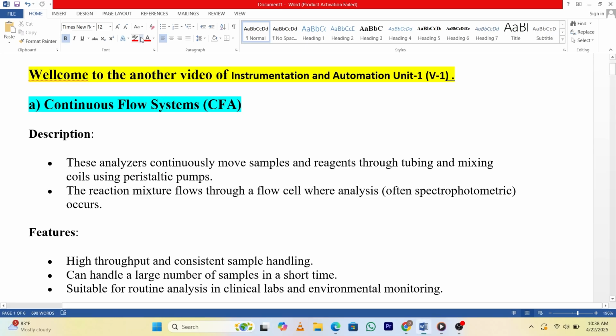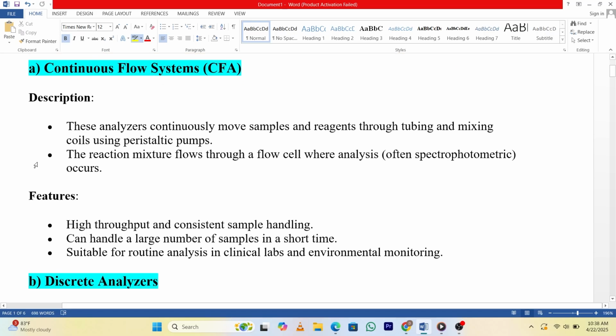A. Continuous Flow Systems, CFA. Description. These analyzers continuously move samples and reagents through tubing and mixing coils using peristaltic pumps. The reaction mixture flows through a flow cell where analysis, often spectrophotometric, occurs.